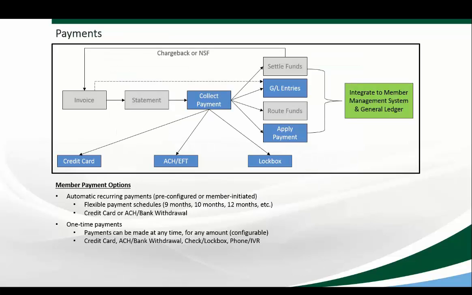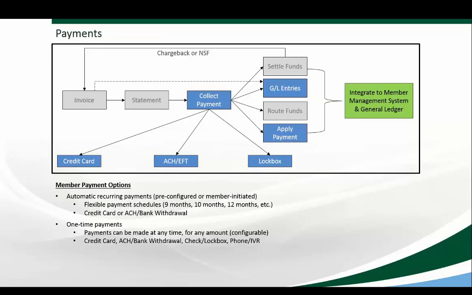Once a member receives their statement, we move on to the actual collection of a payment. So members make payments in a variety of formats. There's actually 4 different ways, although we represent 3 here. These are the 3 most common. That can be through credit cards, ACH, EFT bank withdrawals, or through the lockbox. There's also phone or IVR where someone calls in and reads or enters their credit card information over the phone to an automated system, and it functions the same way.